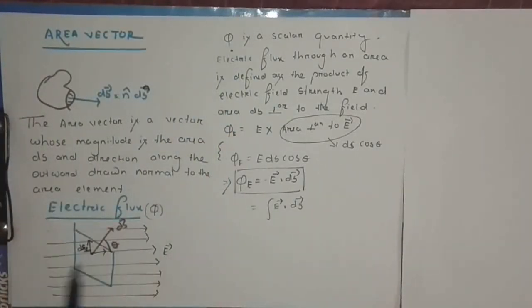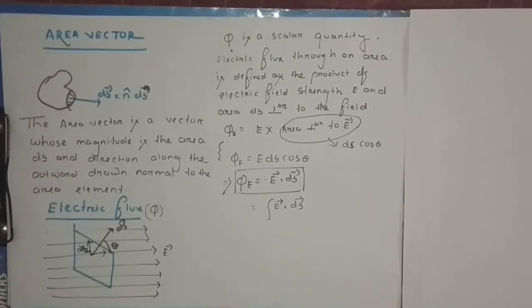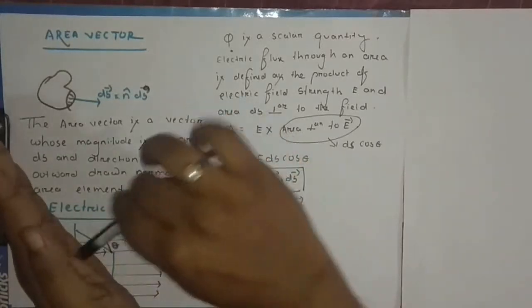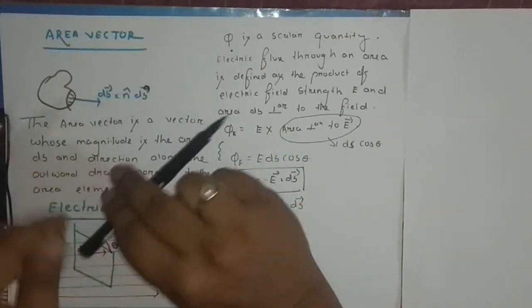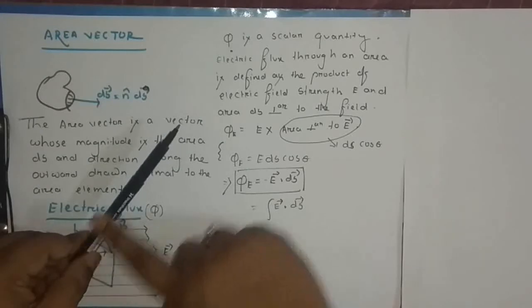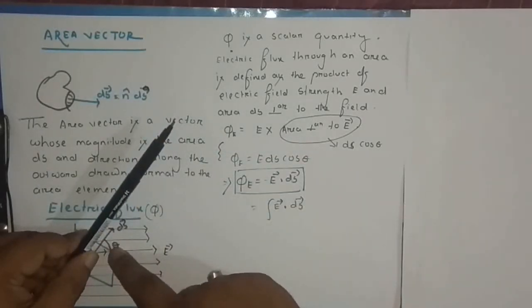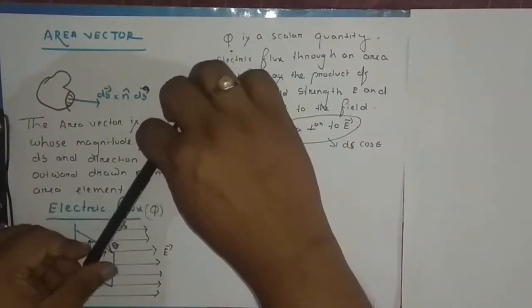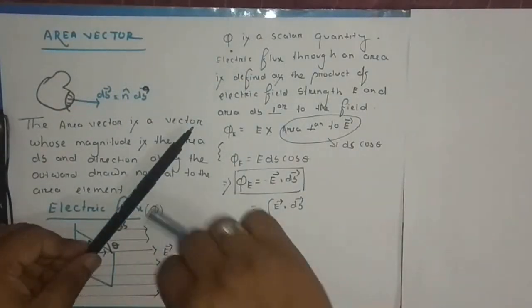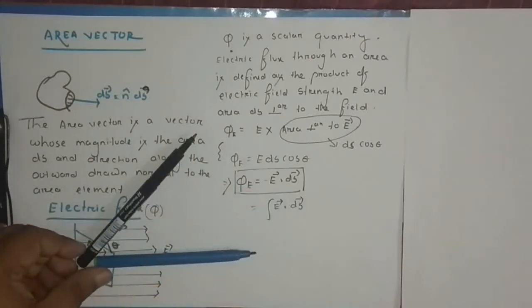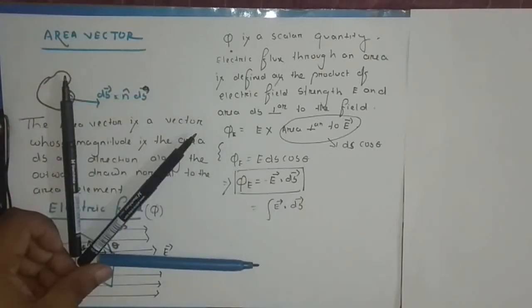So let these be the electric field. Now look here carefully. This is my area, and this is my area vector. The angle between that area vector and the electric field is theta. So it has two components. What are the two components? Check it. One is along the direction of the electric field. Another one is perpendicular to the direction of the electric field.